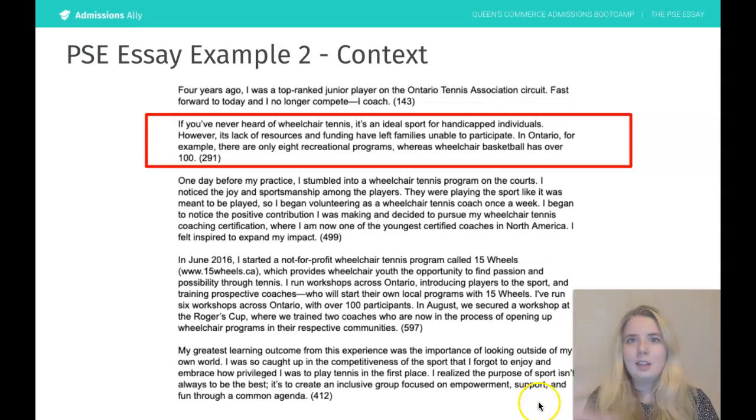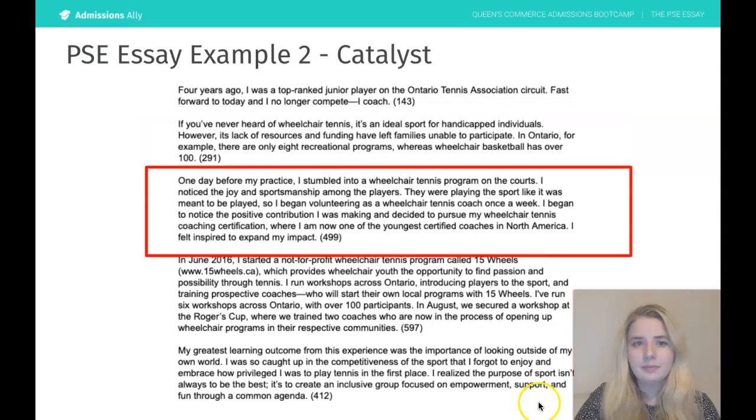So this is really setting the stage of the who, the what, and the why, and the where. So that's everything that we're talking about when we created this structure. So you can see that this is setting the stage. What exactly is wheelchair tennis? The need, so the lack of resources and funding, and also the comparison. So there's already a lot for basketball, but there's a gap here. There's not that much for wheelchair tennis.